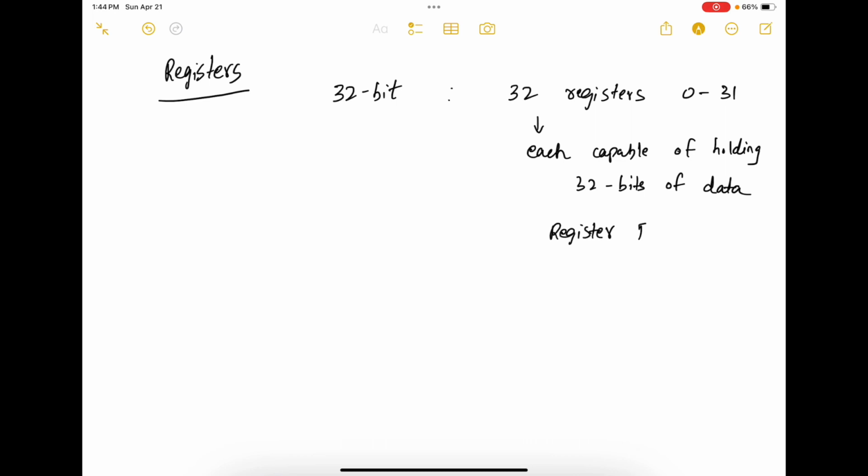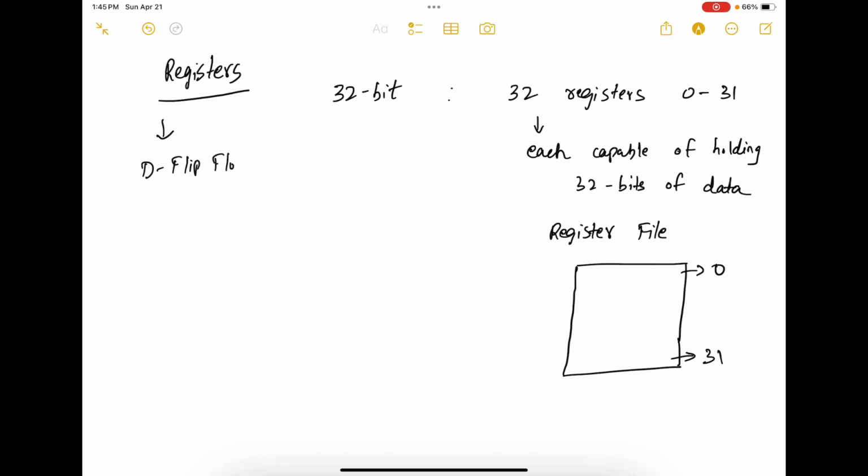So your register file has a bank of registers marked from register 0 to register 31. Registers are constructed using D flip-flops. So D flip-flops are the electronic components. So let's construct a 4-bit register.